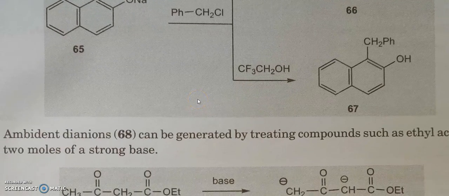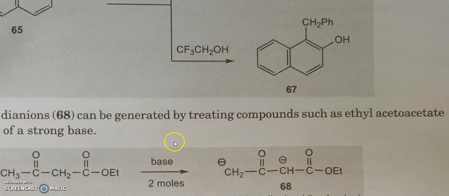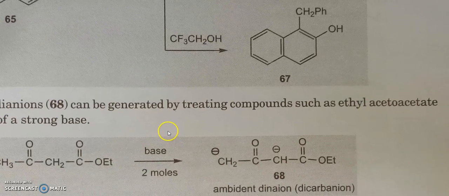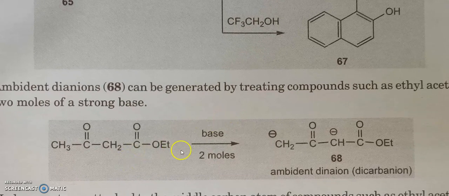Ambident dianions can be generated by treating a compound such as ethyl acetoacetate with 2 moles of a strong base. You can see if you are using 2 moles of base, it will take these 2 protons, forming the ambident dianion. This is a dicarbanion.